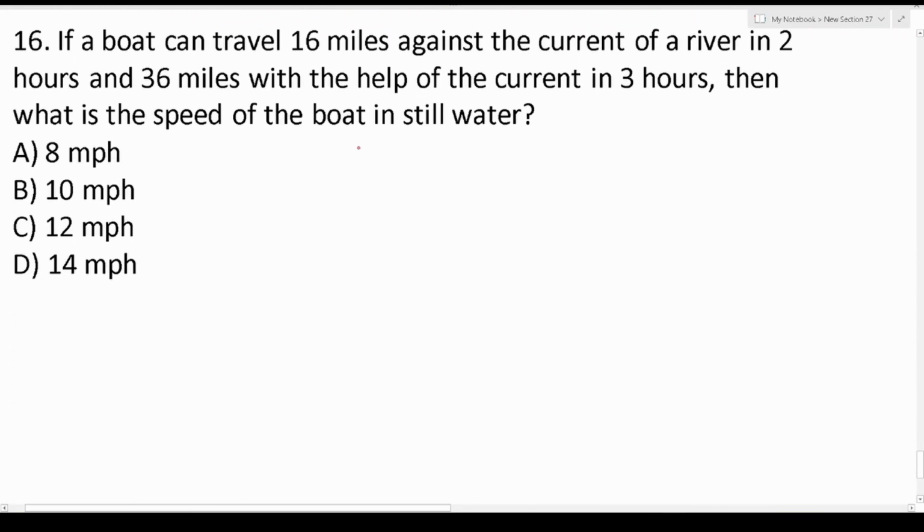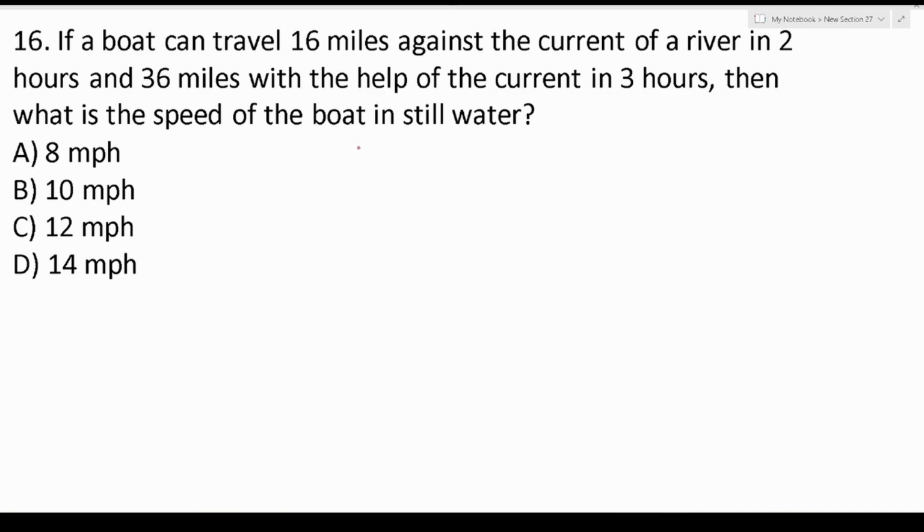All right, number 16, which is probably the hardest question in this video, says if a boat can travel 16 miles against the current of a river in 2 hours and 36 miles with the help of a current in 3 hours, then what is the speed of the boat in still water?